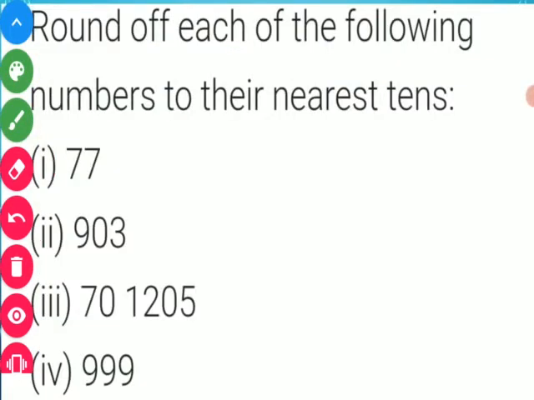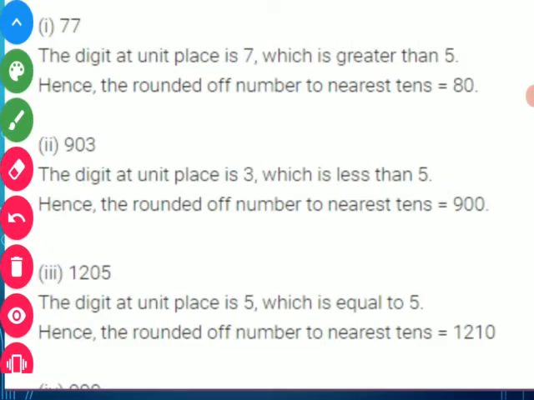Now let's do some examples. See the first question. In the first question you have to round off the given numbers to the nearest tens. So let's do it. The first number is 77. Since we have to do it to the nearest tens, we will see the ones place digit, and the ones place is 7, which is greater than 5. So one carry will be given to the tens place and the ones place will become 0. So the rounded off number to the nearest tens will be 80.